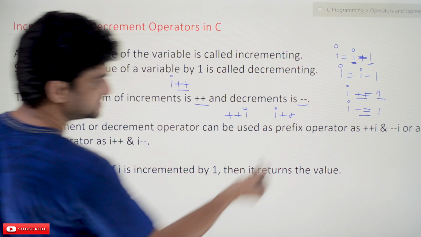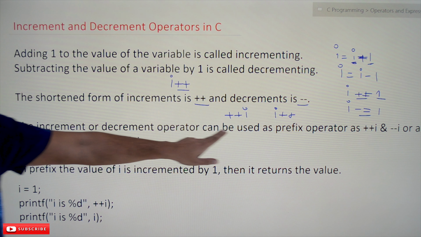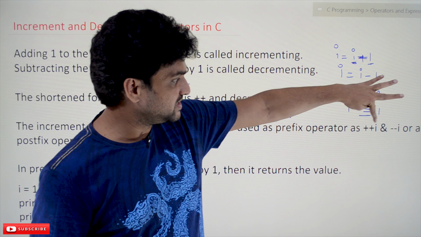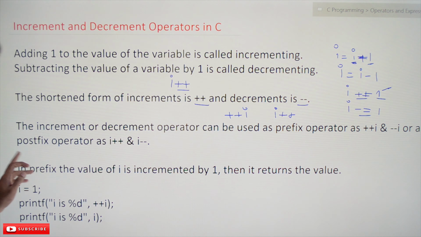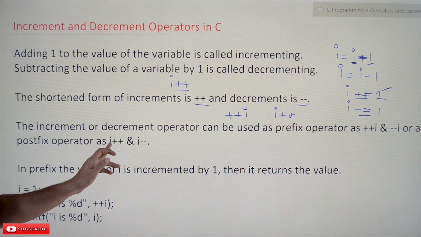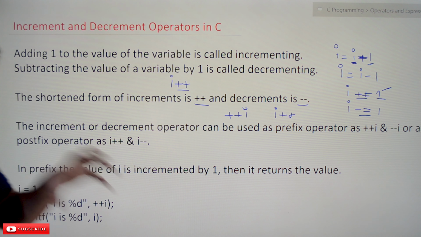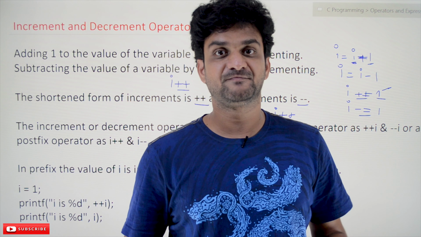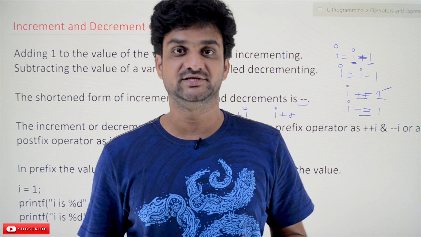So it is what we call a postfix operator. The increment or decrement operator can be used as a prefix operator, like ++i and --i, or as a postfix operator, as i++ and i--. Both of them are going to evaluate the expression in a different way. How they get evaluated is very important to understand.